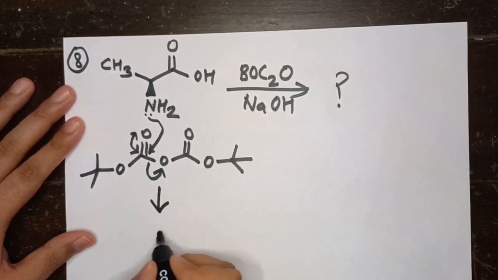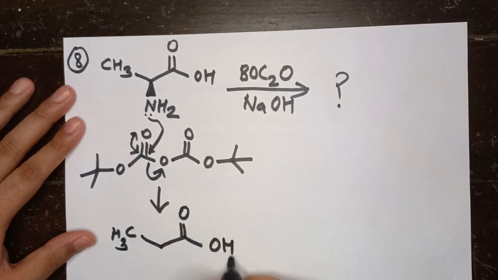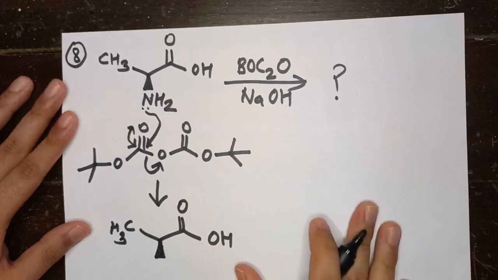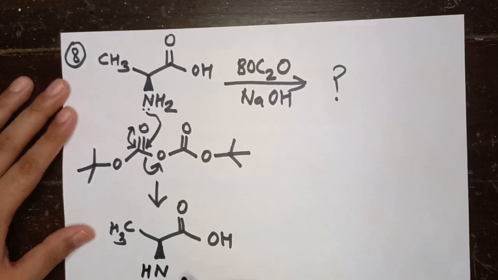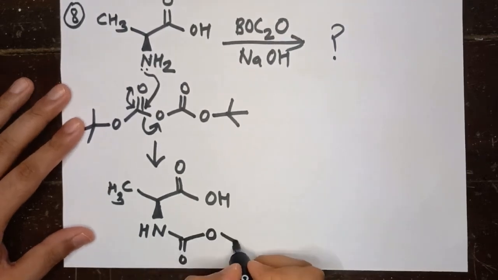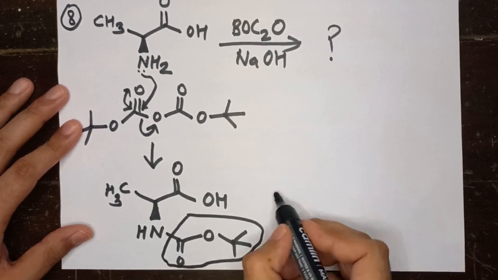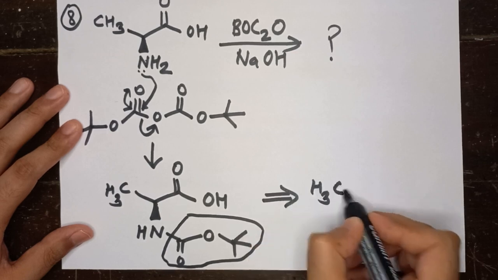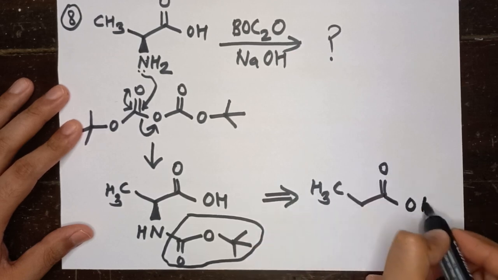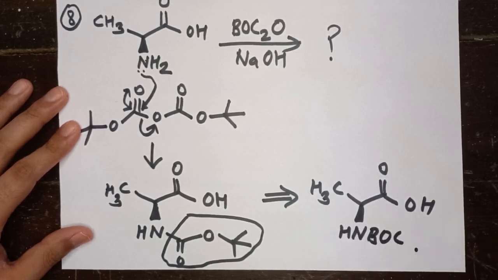Okay, so the product is going to be CH3, C double bond O, OH. So this is going to be NH, C double bond O, and a tertiary butyl group. So this whole group is what we call a Boc group. So this can be represented as NH Boc. So this is the product for this reaction. Okay, now the ninth reaction.